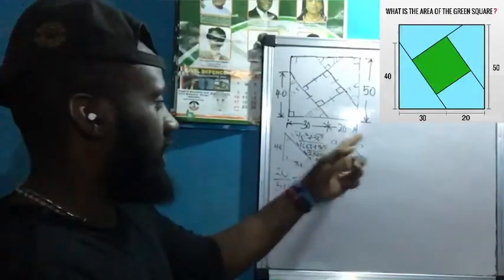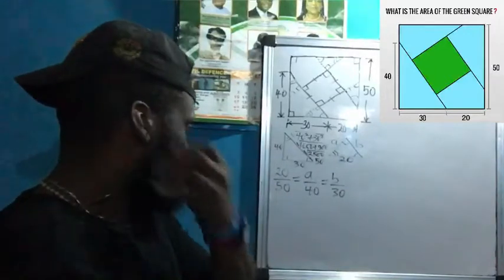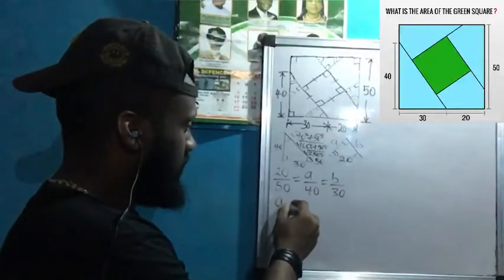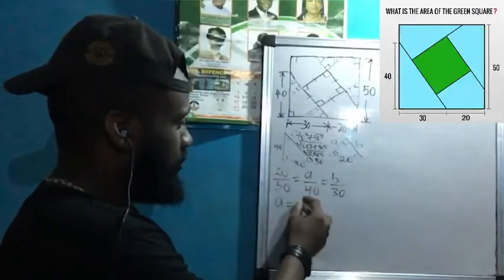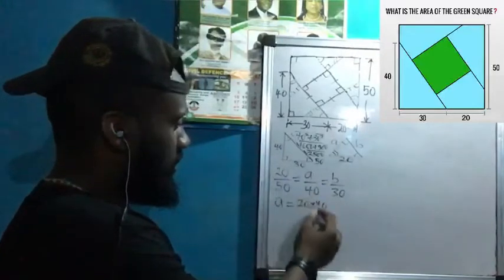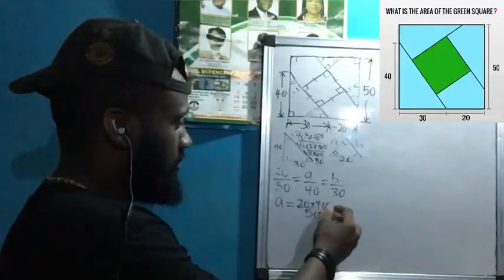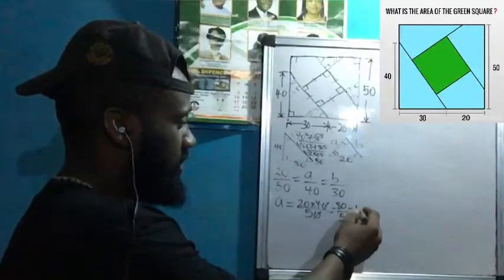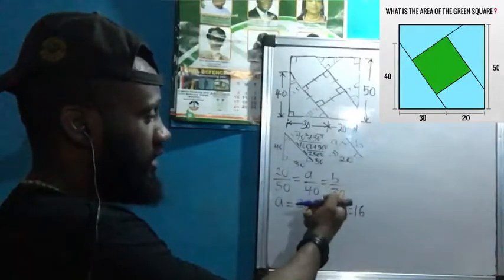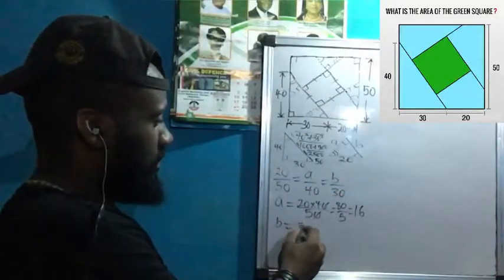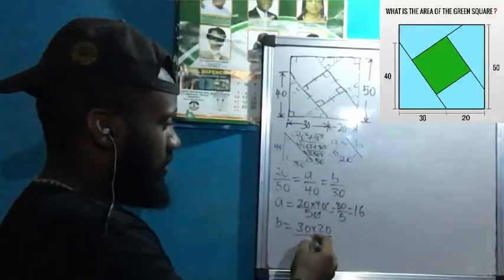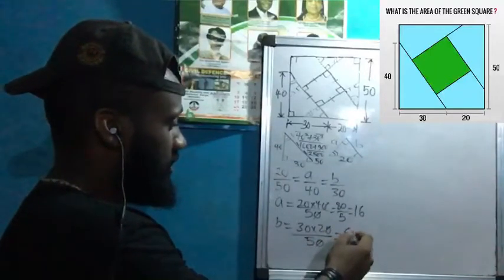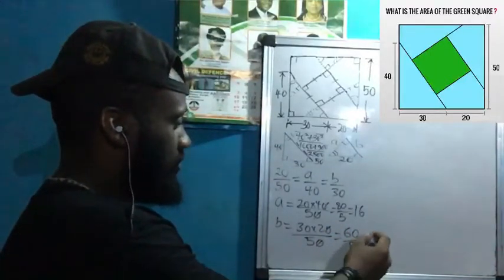So we can find what A and B will be. Finding A first, we know that A will be 20 times 40 over 50. That's 80 over 5, which is 16. Then B, 30 times 20 over 50, and that will be 60 over 5, and that's 12.